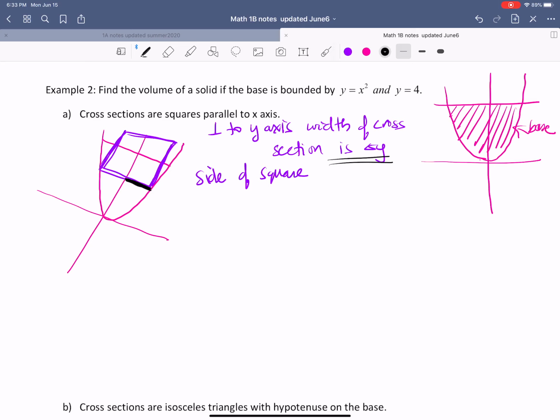So if I write x in terms of y, I can say x equals the square root of y. So this is square root of y, and this piece is also square root of y. So it would be 2 root y. That's the side of my square. And then the area of the square will be the square of the side, which is 2 root y squared, and that's going to be 4y.